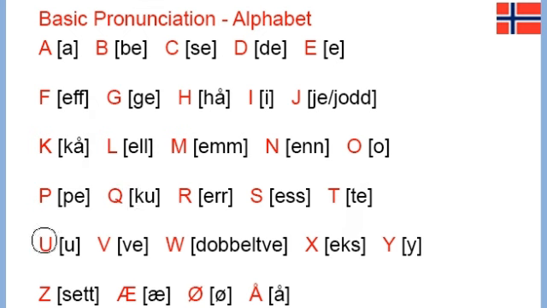The U causes some problems for some people depending on their native tongue. Norwegian has a strong U. And then we have the three last letters that cause a problem for some: Æ, Ø, Å.